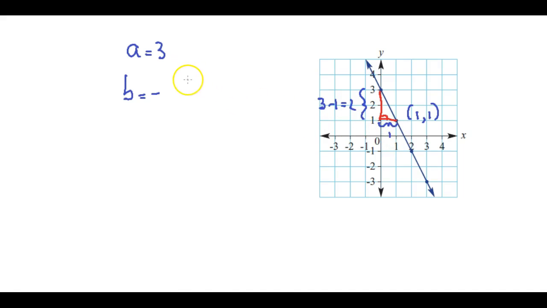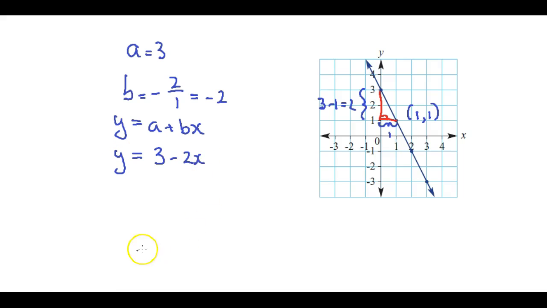So vertical distance goes in the numerator and horizontal distance goes in the denominator. I should simplify that, so I can write that as -2. And of course y equals a plus bx is our intercept slope form. Replace the things we just found, and that's the rule for that straight line.